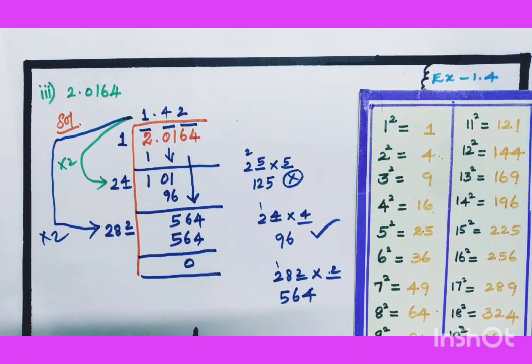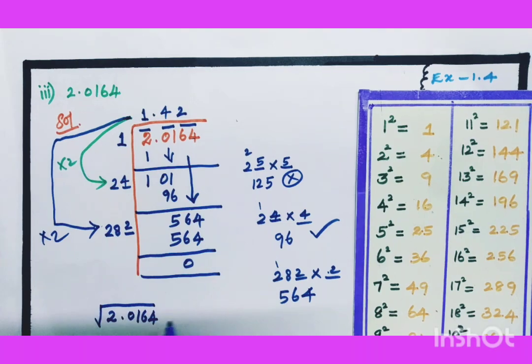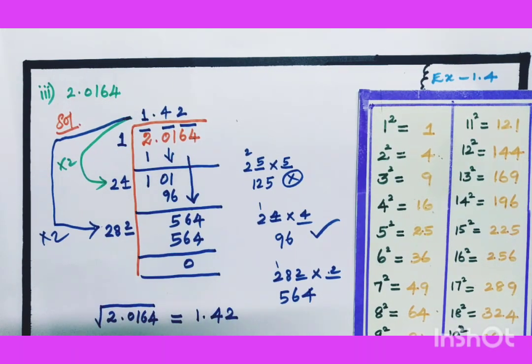So what we got here? Square root of 2.0164 is equal to 1.42. Okay, this is the answer.